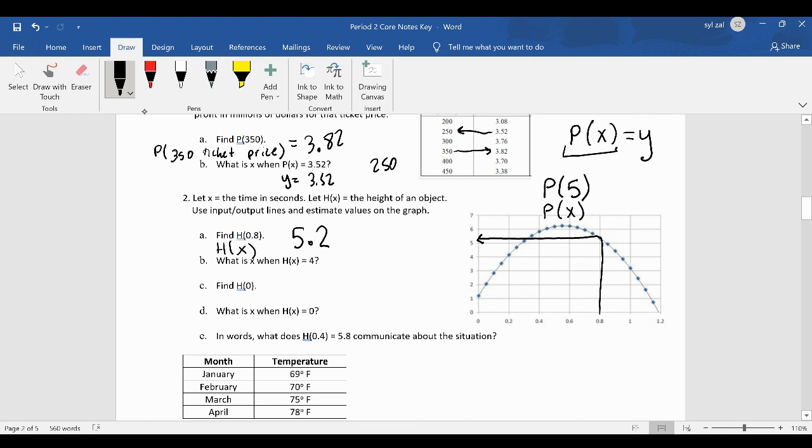What is x when h of x is 4? So I'm going to go to 4, and I'm going to have to extend that line all the way at 4. And here we actually have two different answers, right? So we have about 0.2 and about 0.95. Because again, a y value can have two different x values.